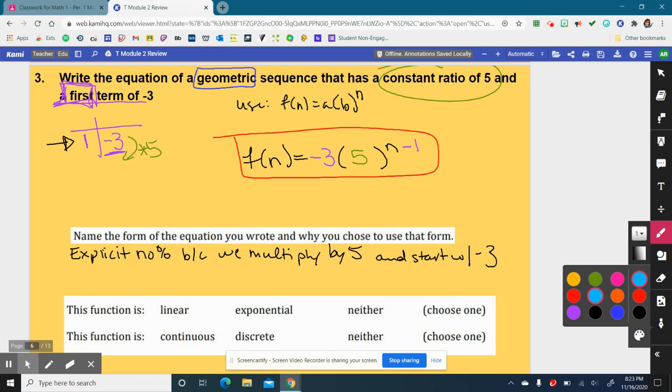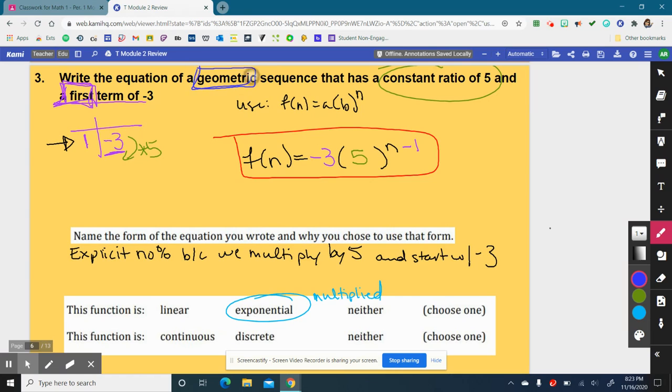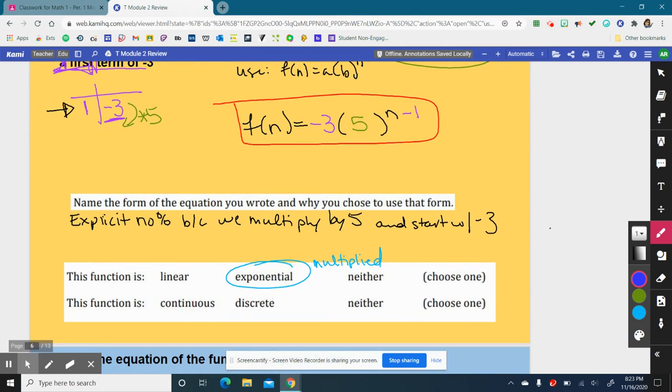So, is this function linear or exponential? It's exponential. Why? Because we multiply. Is this discrete? Is this continuous? Now, whoop, there's this fancy word, geometric. It's a geometric sequence. Geometric and arithmetic sequences are always discrete. Because it said geometric sequence, be careful with that. All right, next problem.